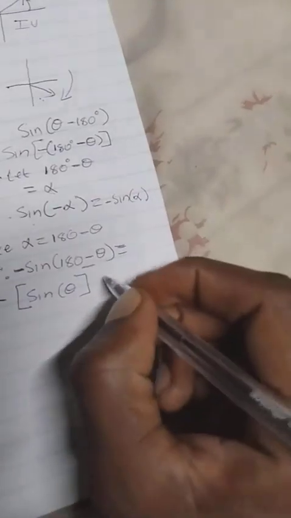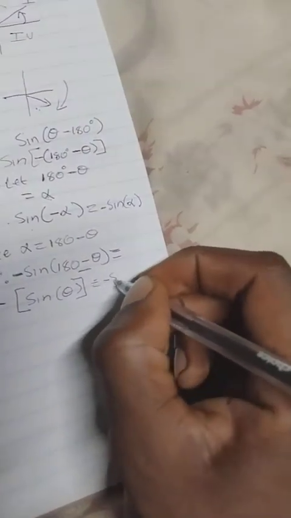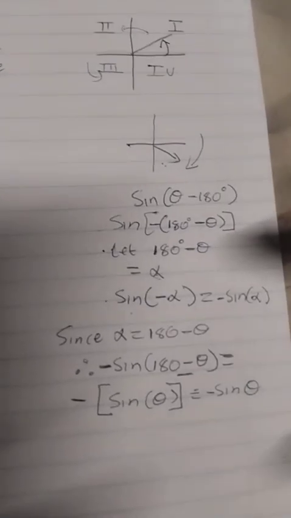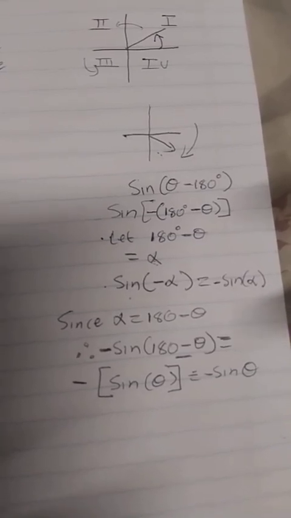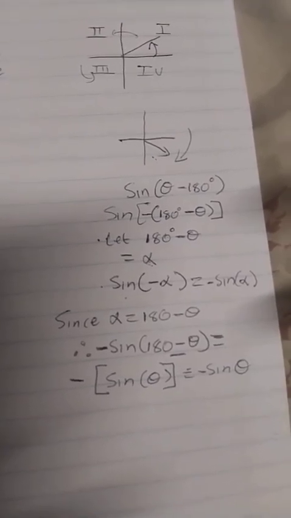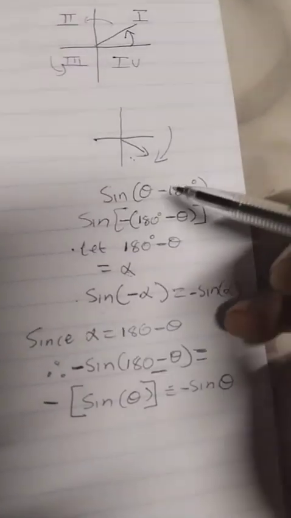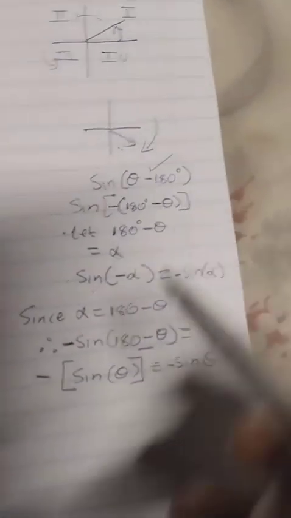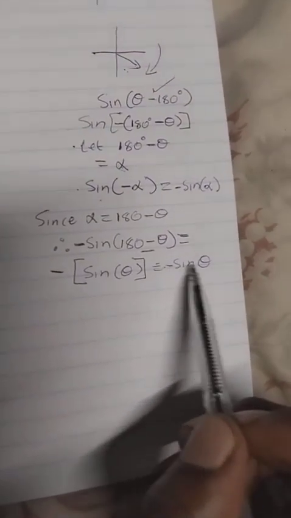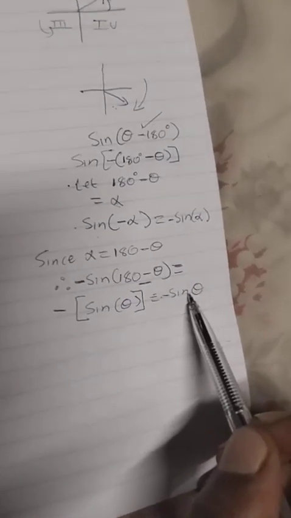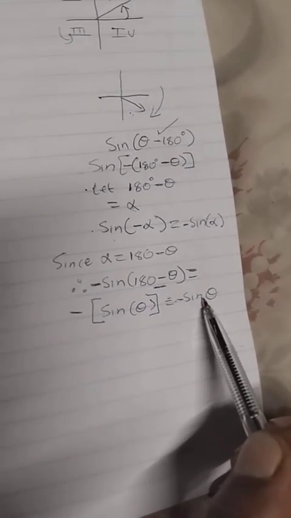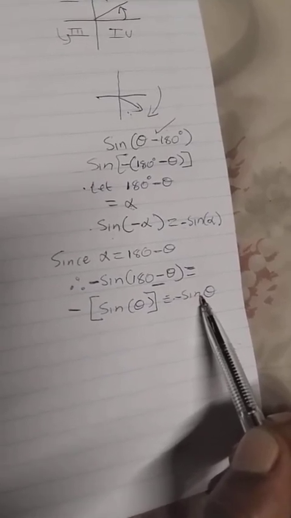So now this whole thing will be equal to what? Negative sine theta. Does that make sense? Yes or no? So this expression is going to be equal to negative sine theta. I'm hoping we understand each other here, which is the same as sine of 180 plus theta.